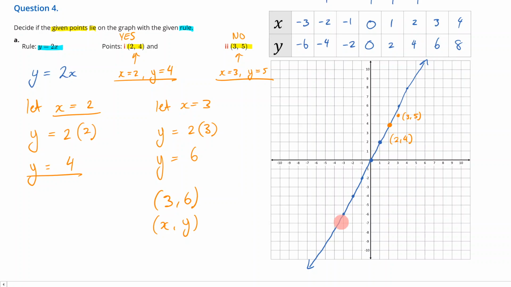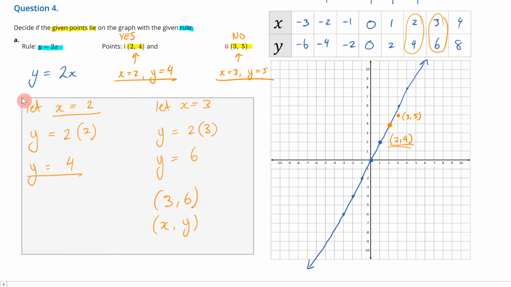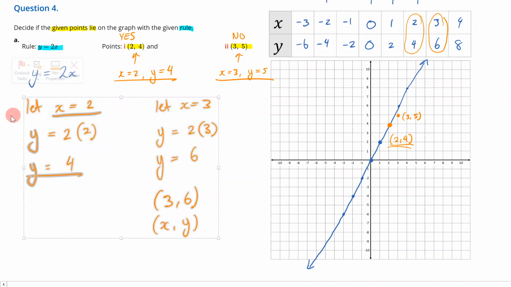You can also see how this is true by looking at a table of values. Do you see how you've got (2, 4) here? And that's true, (2, 4). And here you've got (3, 6). So not (3, 5), (3, 6). It's not on the line. Now, as I said, this is the long way to do this. The far quicker way to answer this question is just to do this method right here. So if you were to do this question quickly, you would just do this. That's what you would do. You wouldn't draw it. You wouldn't write out the table of values.